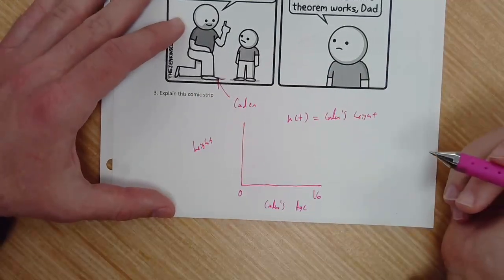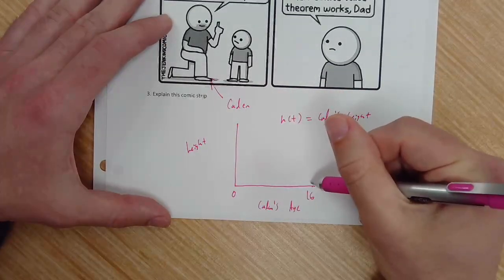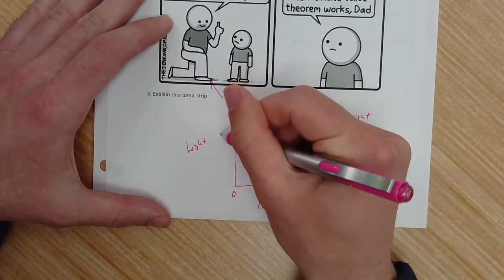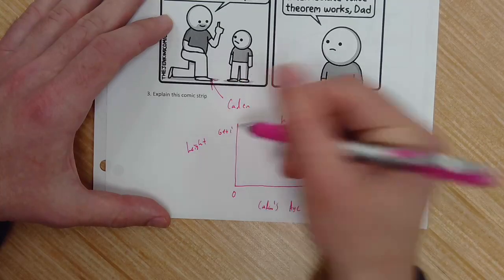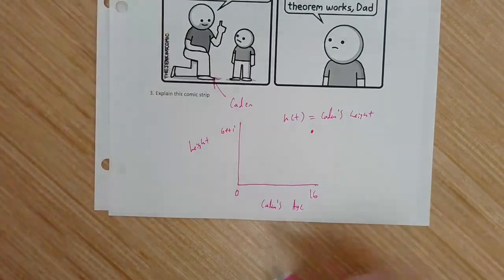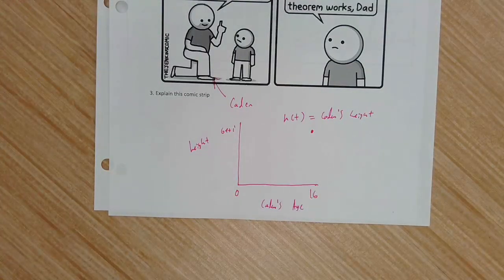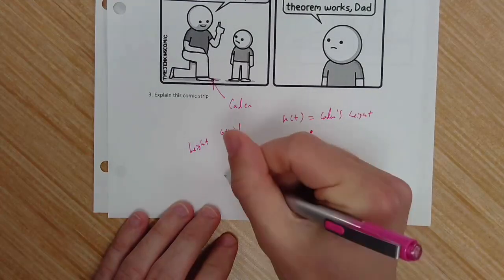And so how tall are you now, Caden? 6'1". So at 16 years of age, Caden is 6 feet 1 inch. So right here. And how tall do you think you were when you were born? A foot, right? I don't know exactly, we'll call it a foot. So down here, you're at 1 foot.